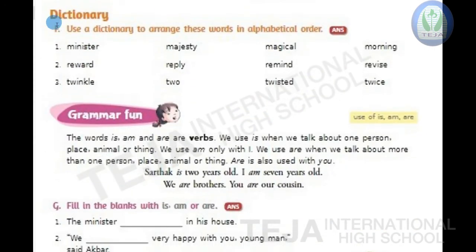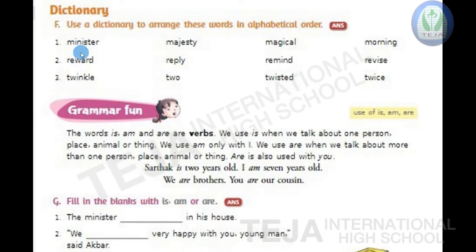Here, dictionary. In dictionary, bit F, use a dictionary to arrange these words in alphabetical order. Now, using a dictionary, you have to arrange the words in alphabetical order. Here, in each question, 4 words are given. You have to arrange the 4 words according to the alphabetical order. Now, here the words in the first question are minister, majesty, magical, morning.